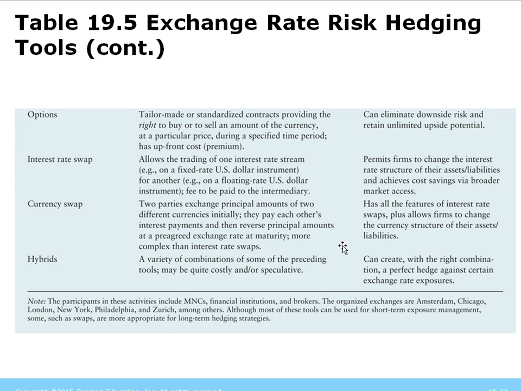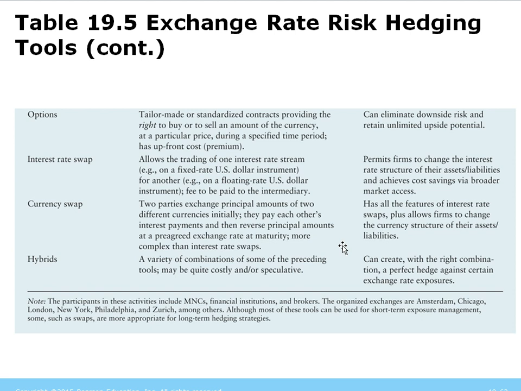You can do an interest rate swap. So one interest rate stream, say in US dollars, could be swapped for another floating rate US dollar instrument. If you want floating rates, you can swap, but you have to have someone else agree to exchange these obligations. And you can do this with a currency swap too.